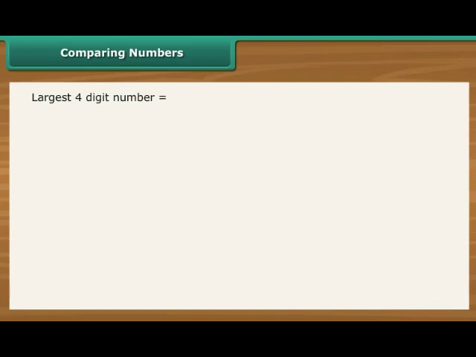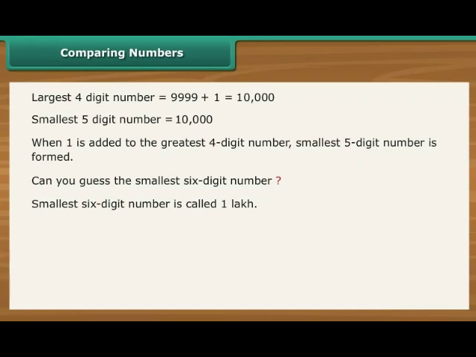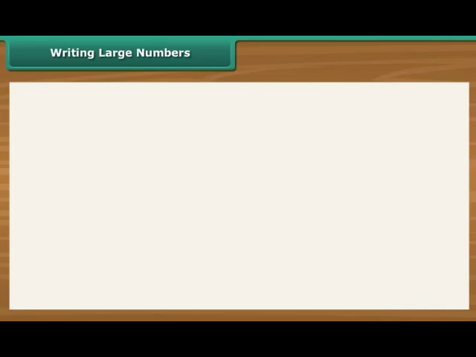The largest 4-digit number is 9,999. What should be added to this number to make smallest 5-digit number? The answer is, we need to add 1. Let us find out. On adding 1 to 9,999, we get 10,000, which is smallest 5-digit number. Can you guess the smallest 6-digit number? Smallest 6-digit number is 1 lakh. Digits of a number can be shifted to form greater or smaller number. Let us see how.